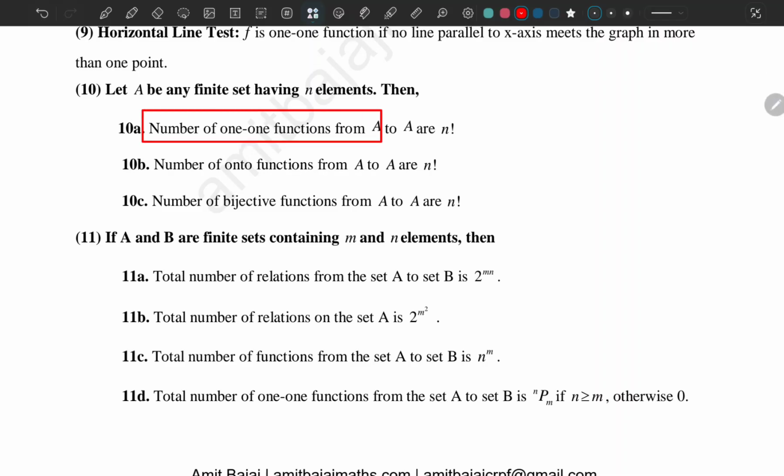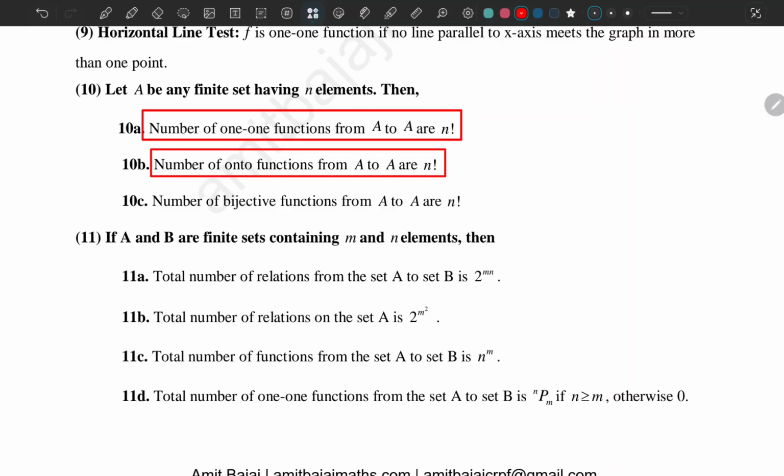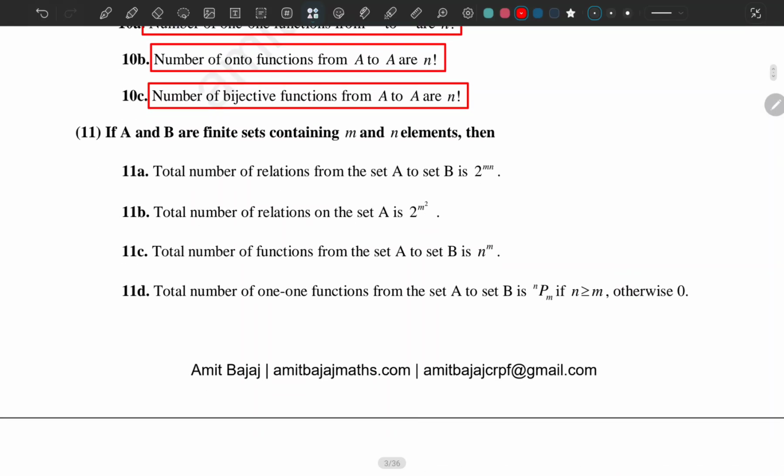So the number of 1-1 functions from A to A is n factorial. Please remember that. The number of onto functions from A to A is also n factorial. Even the number of bijective functions from A to A is n factorial. Okay, the total number of relations from set A to B is 2 to the power m times n, where m is the number of elements in set A, and n is the number of elements in set B.